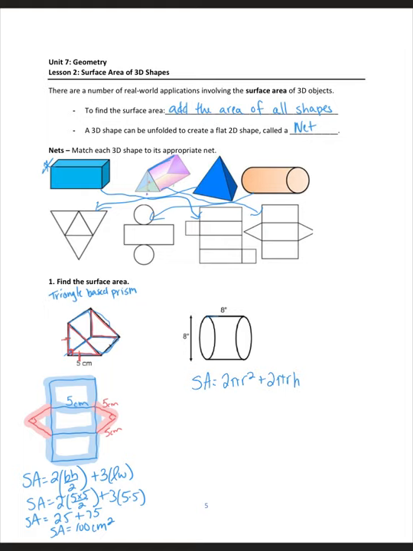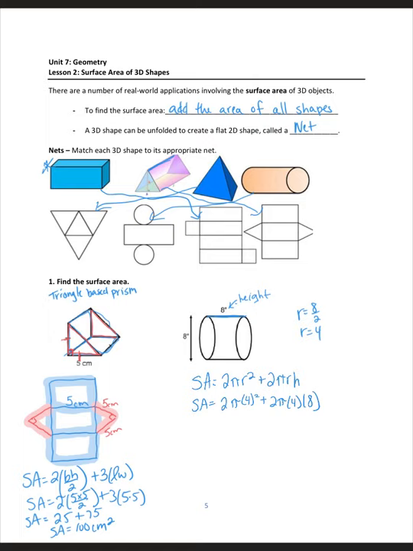So this is my height here. And then the diameter of each of those circles is 8. So our radius is going to equal 8 divided by 2, which is 4. So I'm going to plug in these values that I've just found. So r is 4 squared plus 2 times pi times 4 for my radius, and my height is 8.